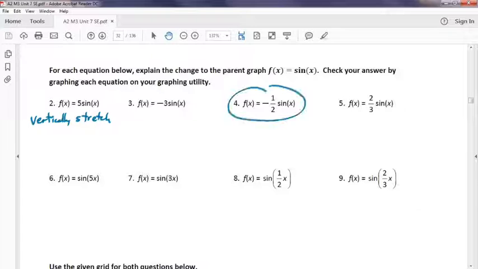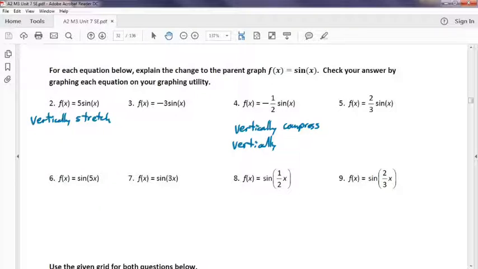Let's do number 4 right here. There's a negative 1/2 in front of sine. So what's that going to do? It's going to vertically, there's two things. Vertically shrink or compress. And it's going to vertically flip. Does that make sense to y'all? Yeah. Okay, I want to walk around. I want to see what you guys write for number 3.